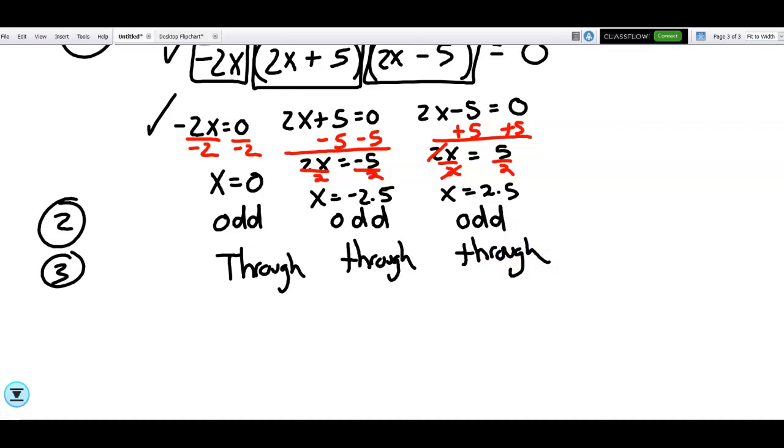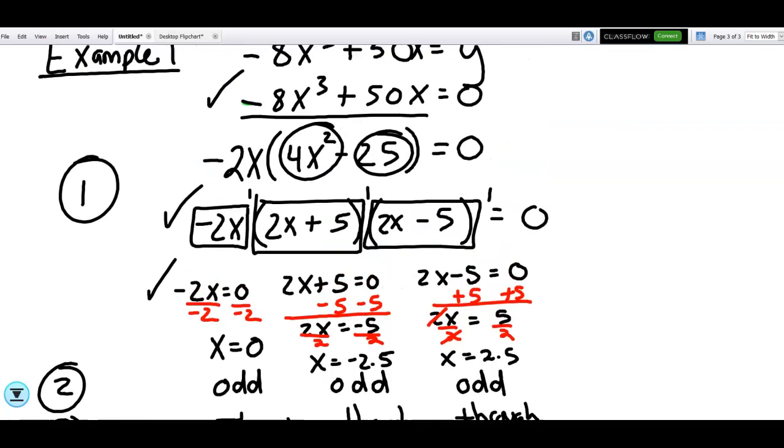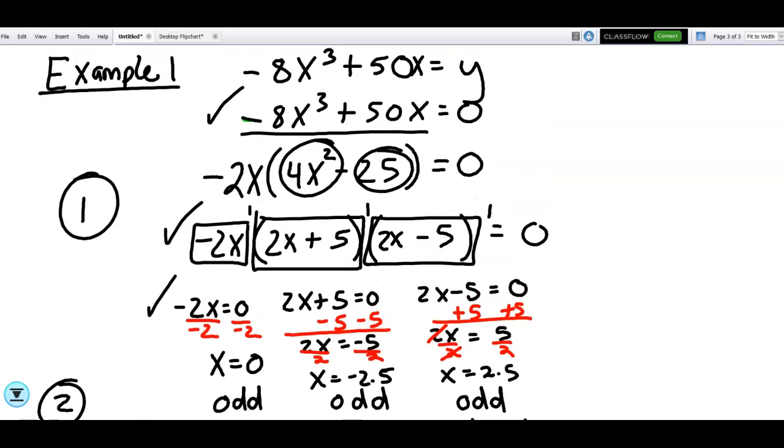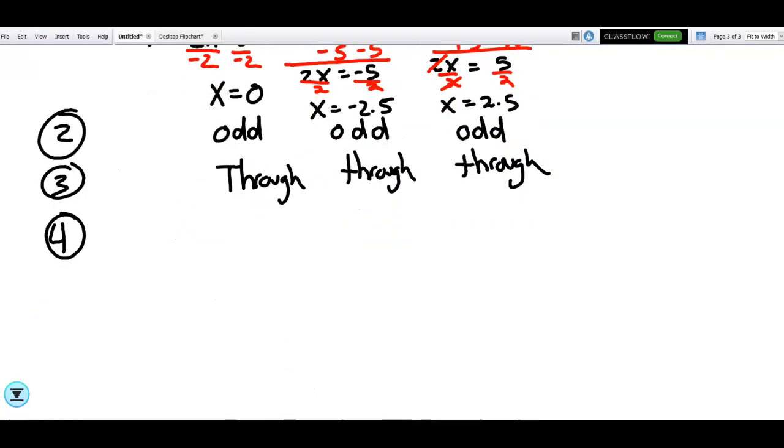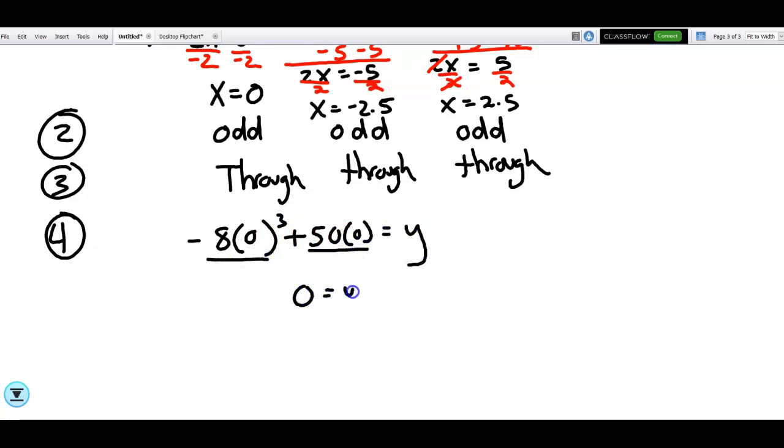All right. Next step, step 4, is to find your y-intercept. And you're going to do that by going back up here to your original equation, which is negative 8x to the third plus 50x equals y. You're going to plug 0 in for the x, which I'll show my work this time, but you're going to find that that's kind of unnecessary, because anything with an x just goes to 0, and in this case my y-intercept is 0.